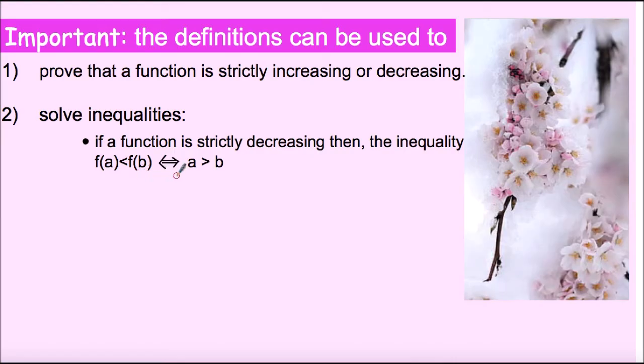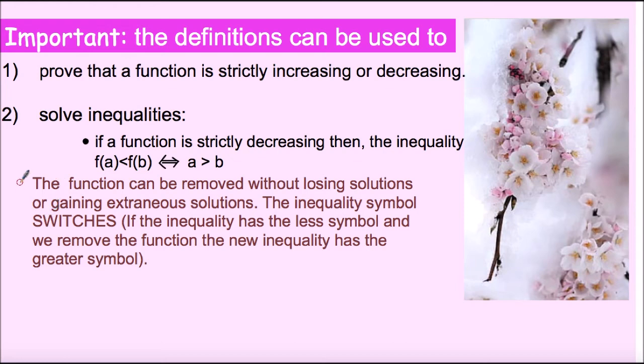If a function is strictly decreasing, then the inequality f of a less than f of b is equivalent to a greater than b. The function can be removed without losing solutions or gaining extraneous solutions as before. The inequality symbol switches. If the inequality has the less symbol and we remove the function, the new inequality has the greater symbol.